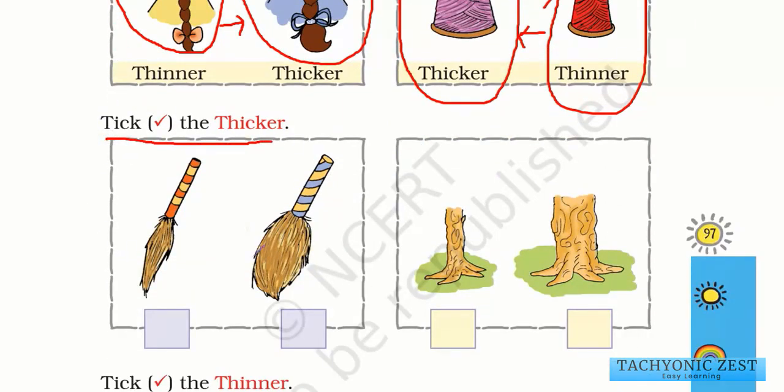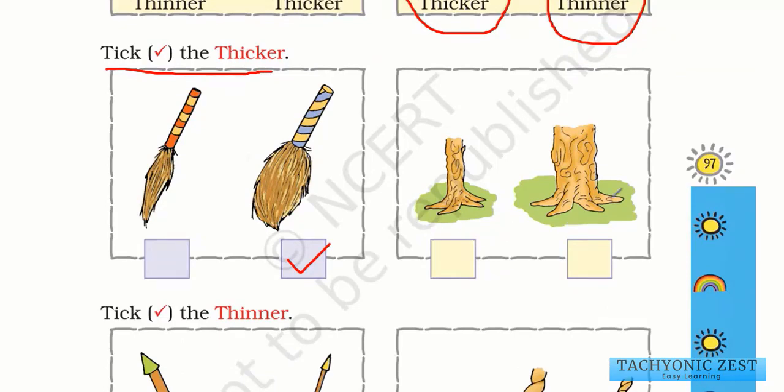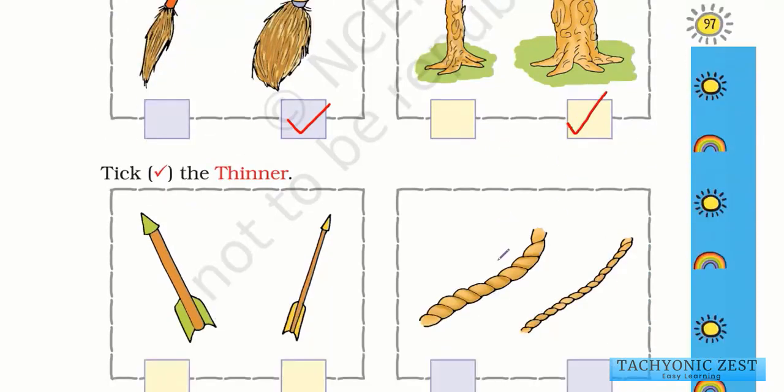Now these are two brooms that are given. Can you tell me the answer, which one among these two brooms is the thicker broom? Yes, correct. We can clearly see that this one is the thicker among these two brooms, so this one is the answer. In this question, these are two trees and we have to take the thicker one among them. Out of these two trees, which one is the thicker tree? Yes, absolutely correct, this one is the thicker tree, so we'll take that one.